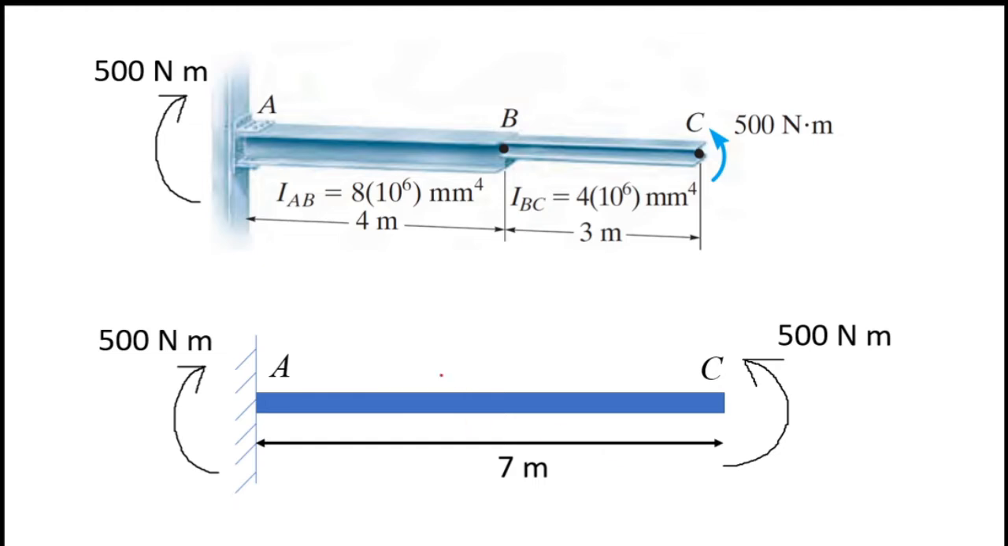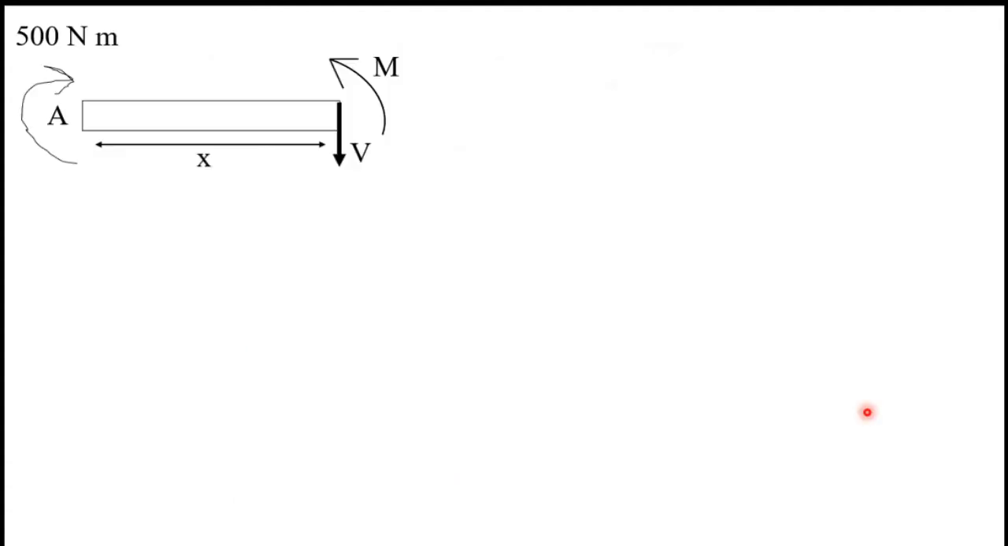For that I will cut this beam like this and mark this distance as X. So you can see that cut part. At A there is a moment, and the distance to this point is X, and this is the shear force and this is the bending moment. Next I am going to find this moment capital M. For that I am going to take moments about point A. If I take moments, I will have M equals 500 Newton meters. This is the bending moment equation.